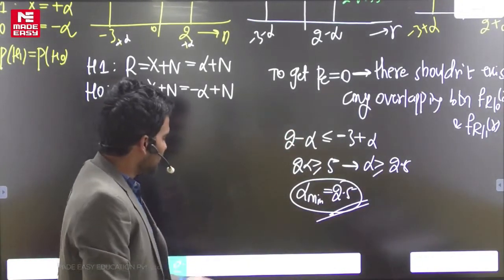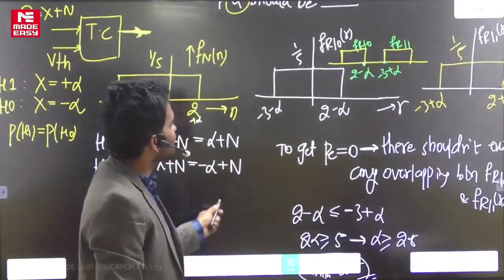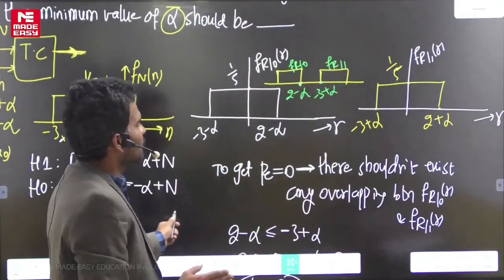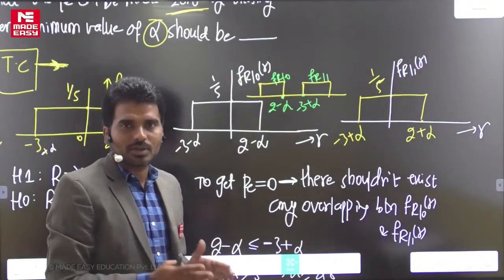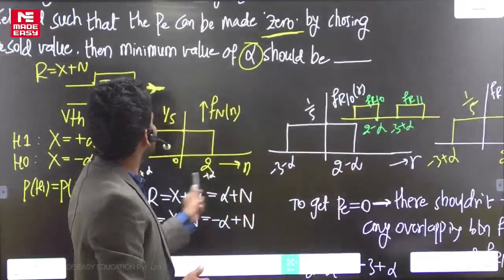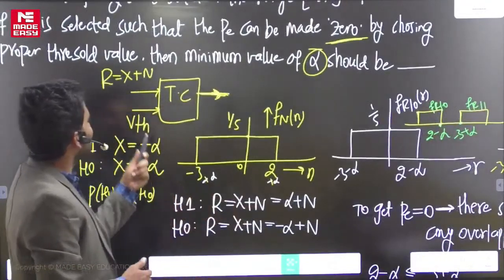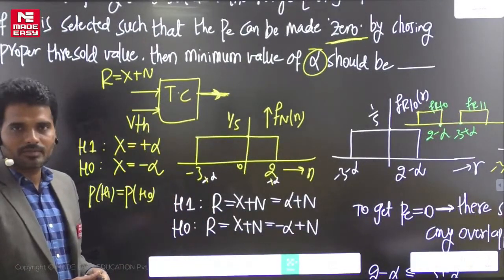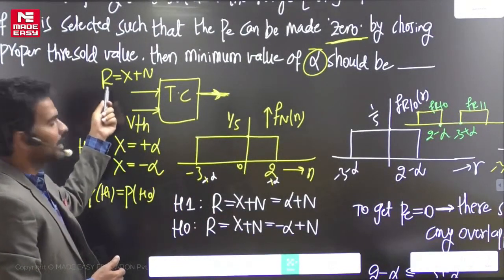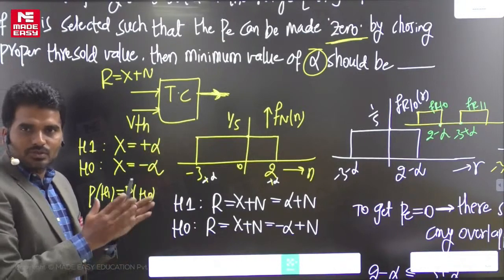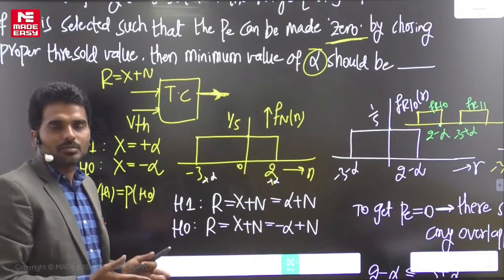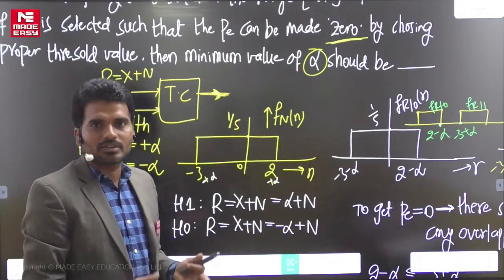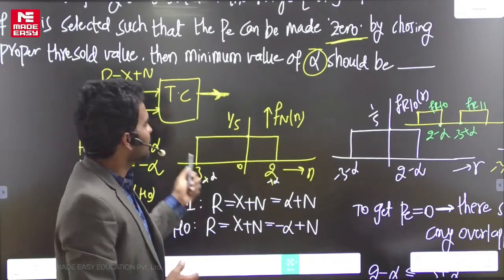So take care of this model of question. I feel this is important. The thing I want to convey from this question is that to get zero probability of error, there should not be any overlapping between conditional density functions. Conditional means f(r|1) and f(r|0). Between those two density functions, there should not be any overlapping. Then the probability of error will become 0. So you have to take care of this.